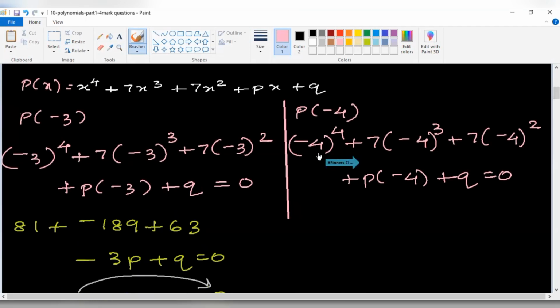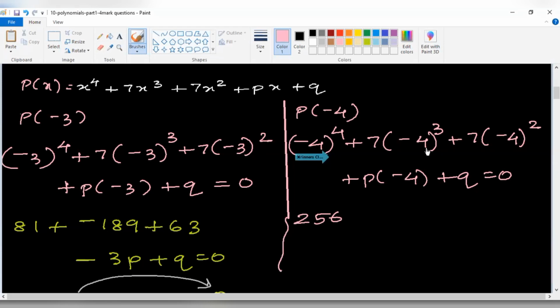Then minus 4 multiplied 4 times. Minus 4 is raised to the power 4, an even number as the exponent. So minus 4 raised to 4 is positive. 4 into 4, 16. 16 into 16, that is 256. So 256 is positive.